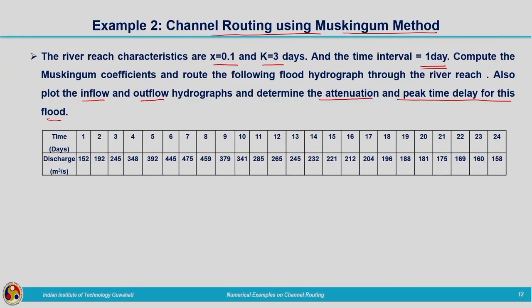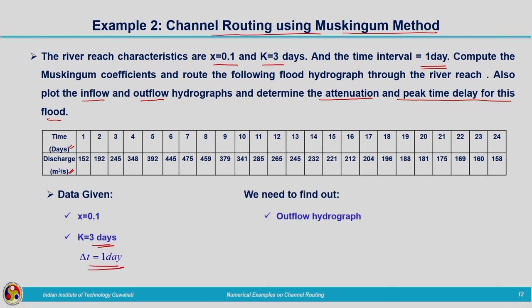Let us start. The inflow hydrograph is given over here, with time in days and discharge in meter cube per second. Time lasts for 24 days and the corresponding discharge is also given to us. Now, let us list out the remaining data which are given. The coefficients corresponding to the Muskingum method: x equal to 0.1, k equal to 3 days, then delta t is given as 1 day.